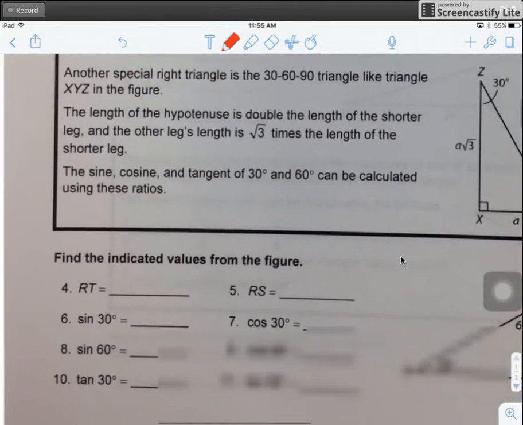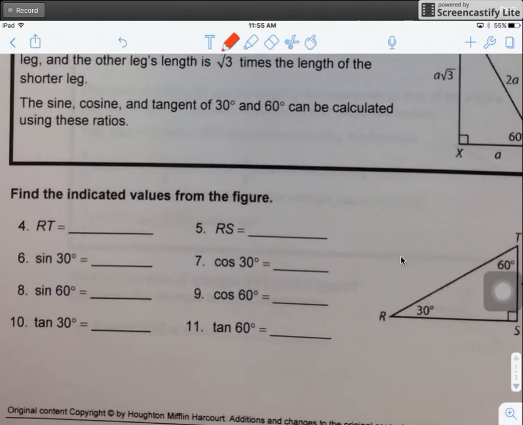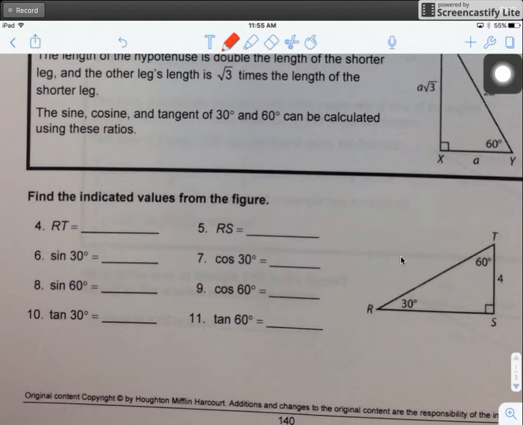So moving on to the bottom, we have a 30, 60, 90 right triangle. And the first question is asking, what is RT? We know that this is a 30 degree, and that is a 60. So we know that the leg that is opposite of 30 would be the shortest. So it goes 30, 60, and 90. And the leg above, opposite of the 30 degree, is given, which is 4.